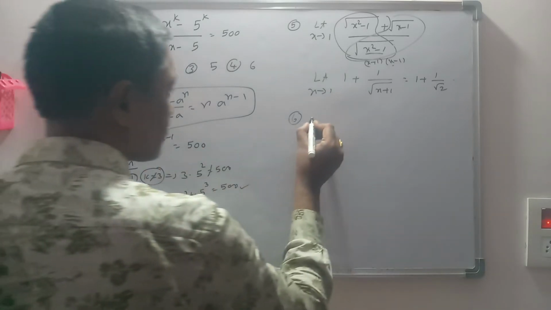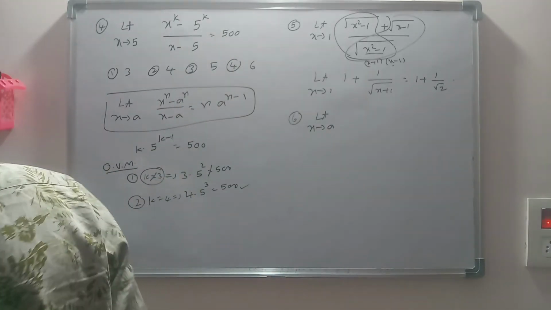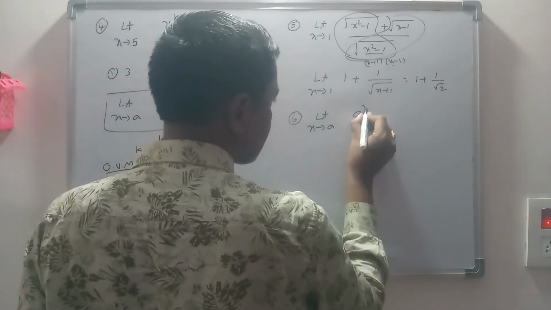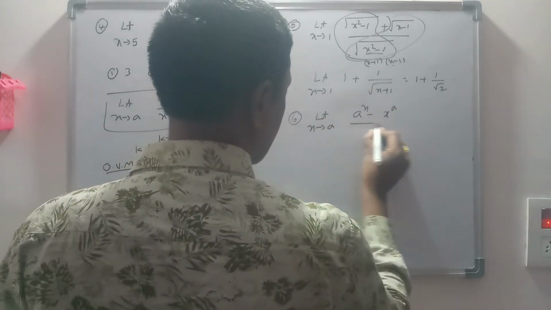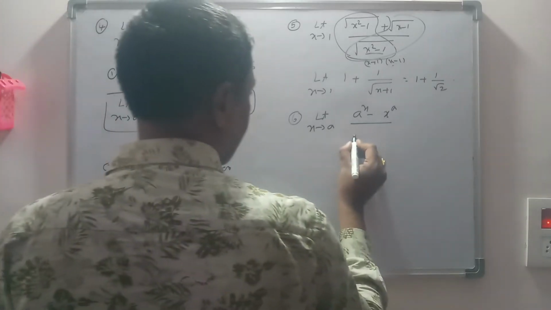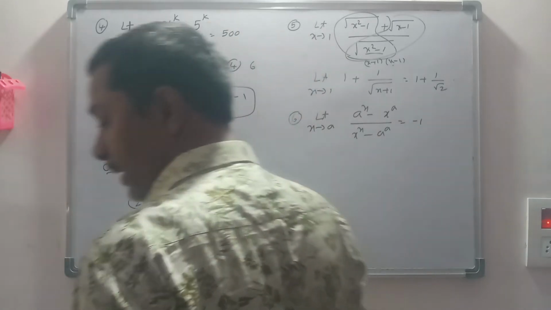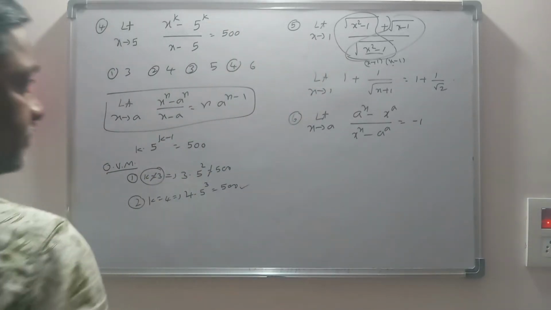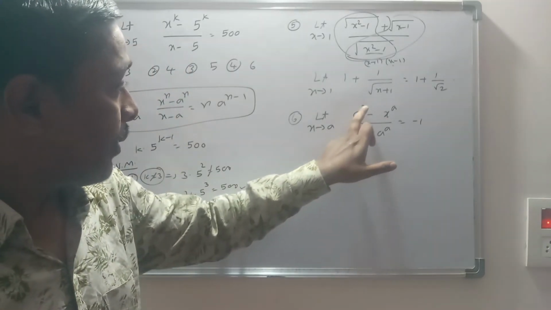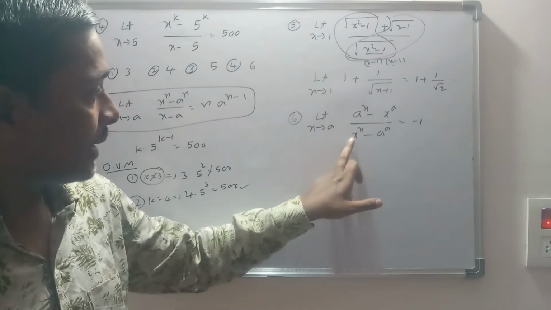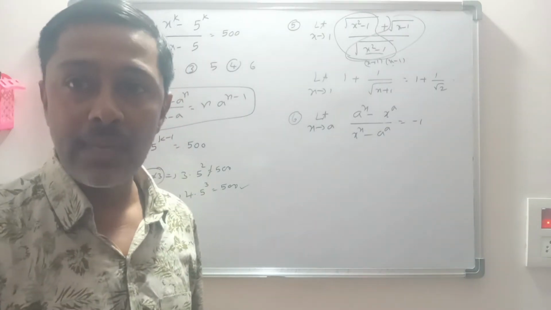Limit x tends to a, a power x minus x power a by x power x minus a power a is equal to minus 1. Find a. Put x is equal to a: a power a minus a power a is 0, and a power a minus a power a is 0. It is in the form of 0 by 0, so we use L'Hospital rule.